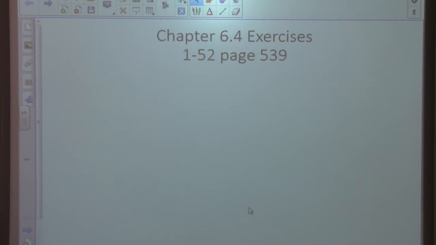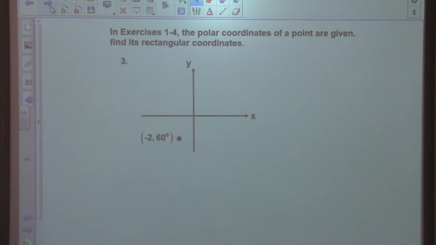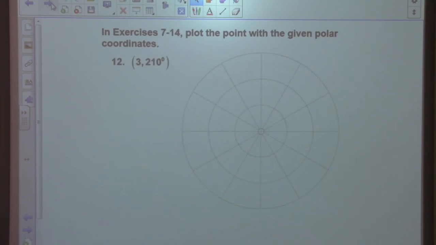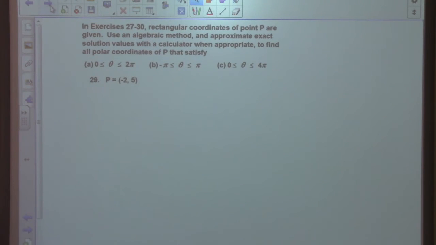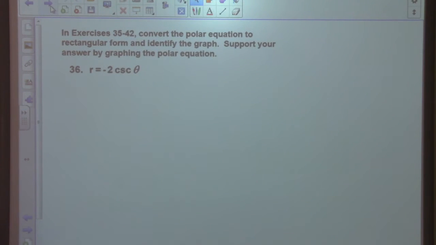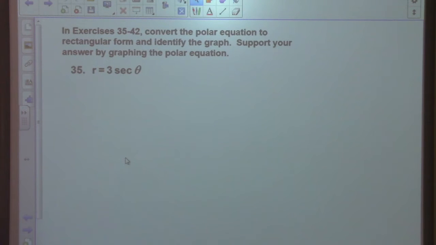We are going to continue working with polar coordinates, and what we're doing is we're going all the way to problem 35. These exercises involve some algebra and also your calculator for verification. You have your calculator, right, Justin? Great. It says convert the polar equation to rectangular form and identify the graph. Support your answer by graphing the polar equation.